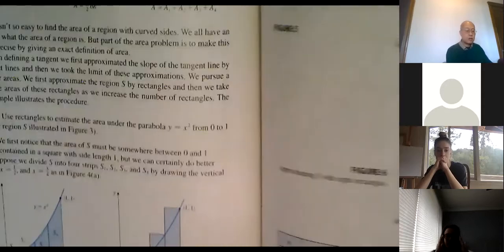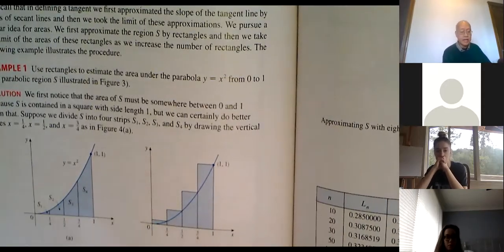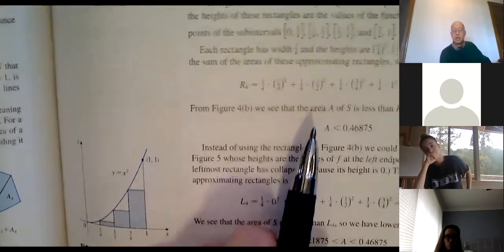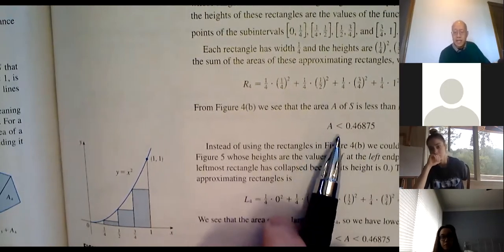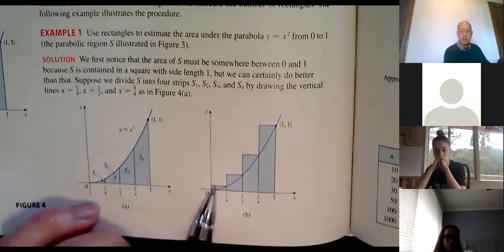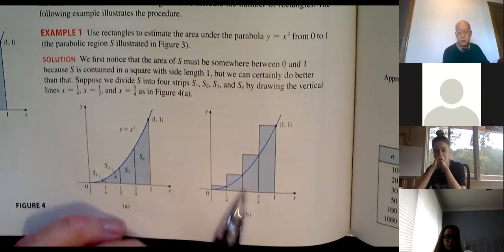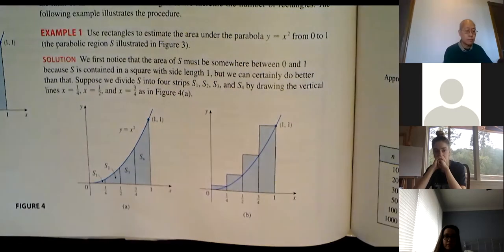Okay. Now, the area of these 4 rectangles added together comes out to be this. So that means I know the true area is less than 0.46875. Okay? They figured out these 4 areas. You will learn how to do this too. It's actually not that hard. It's basically just base times height.